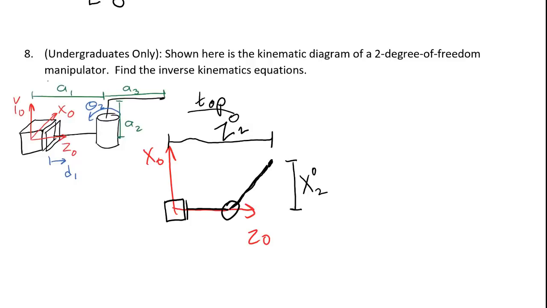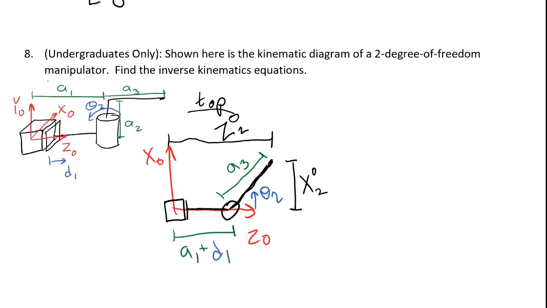The other thing I want to label is link lengths. This is A3. And then this distance here is not just A1, but it's actually A1 plus D1. A1 plus D1, and D1 is one of my joint variables. I need to make sure to label the joint variables in this picture because that's what we're trying to solve for. This is theta 2. So now I have my joint variables, the position of my end effector, and the link lengths. I should have everything I need to find some equations.